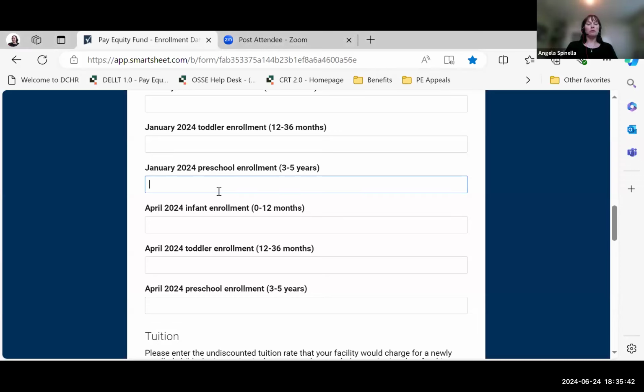Again, this is a free flow text box. You can type right in there for your enrollment data.